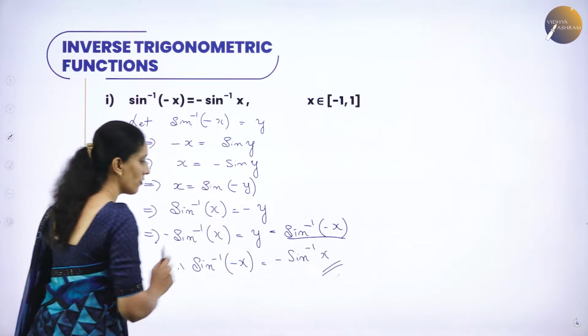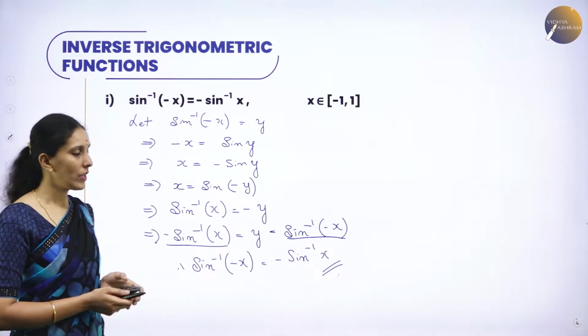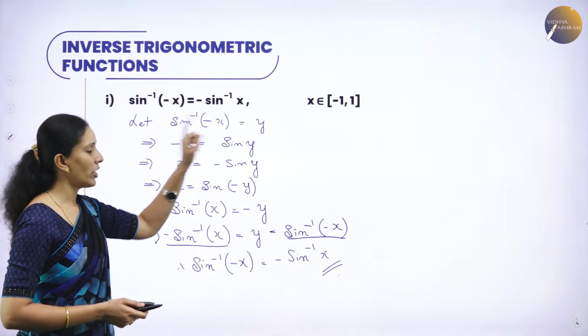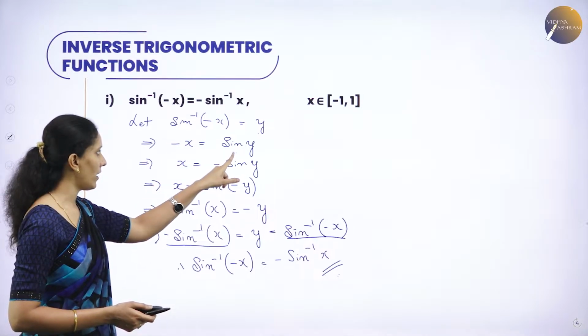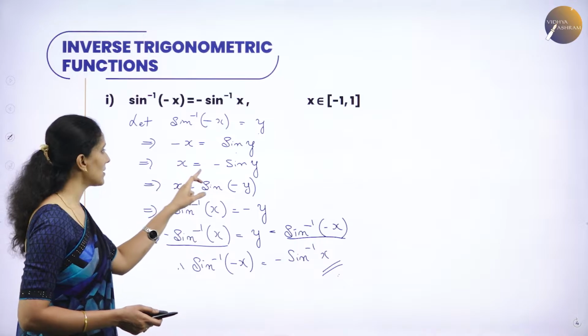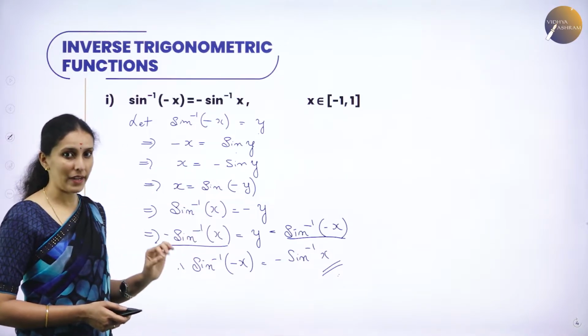See here, sine inverse of minus x is minus sine inverse x. This is how we can prove. So here we'll take sine inverse of minus x as y. We'll change the function to the right hand side and we write minus x is equal to sine y. Then we change the sign towards the right hand side. So x is equal to minus sine y. Minus of sine y can be written as sine of minus y.